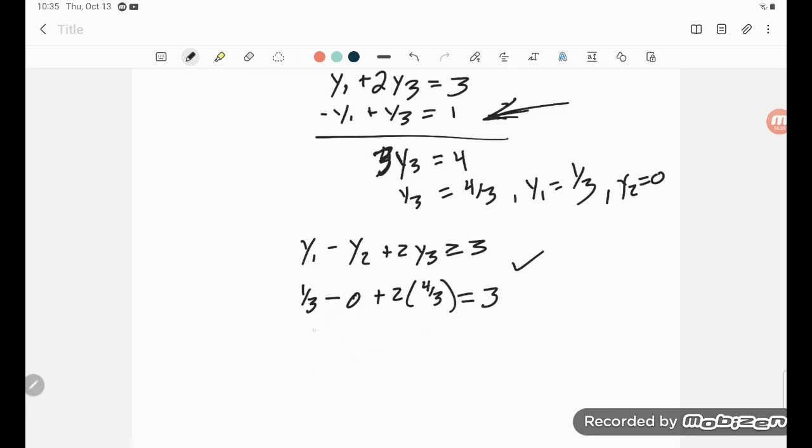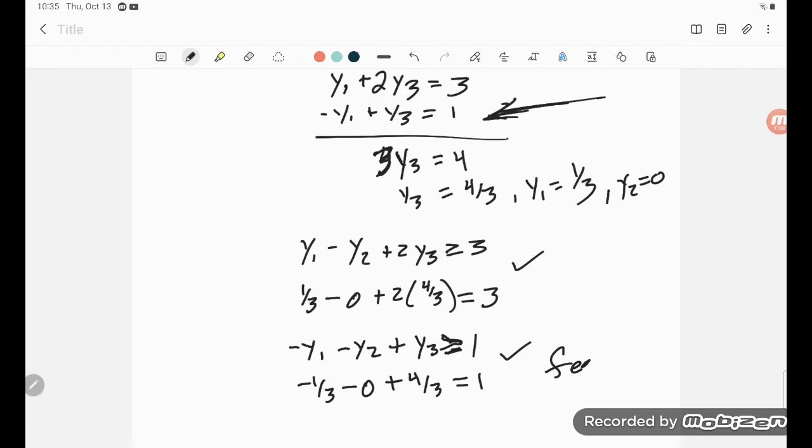But, you know, you should check them. And so the other constraint was minus y1 minus y2 plus y3 is greater than or equal to 1. And actually, we know that it's equal to 1 because we had it right up there. But plugging those in, we get minus 1/3 minus 0 plus 4/3 is indeed equal to 1. So check. And so everything's feasible.